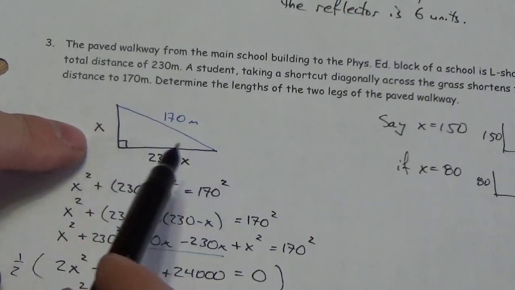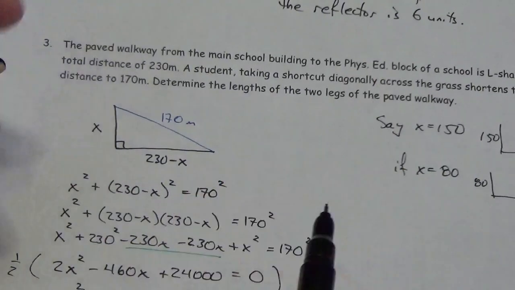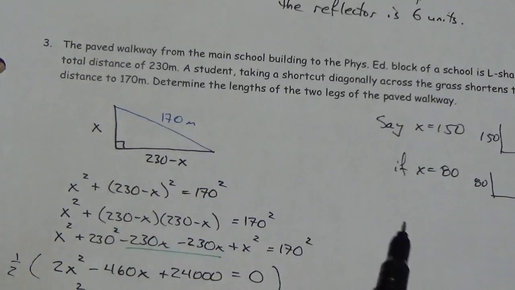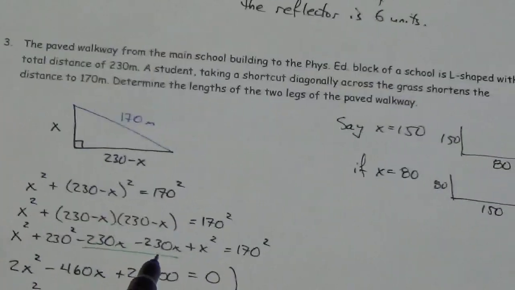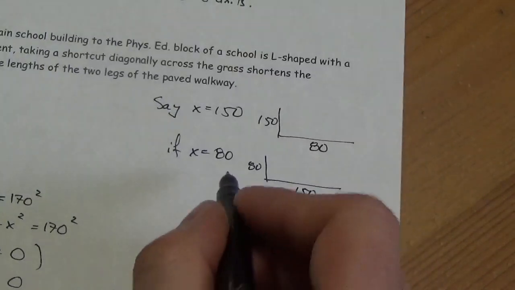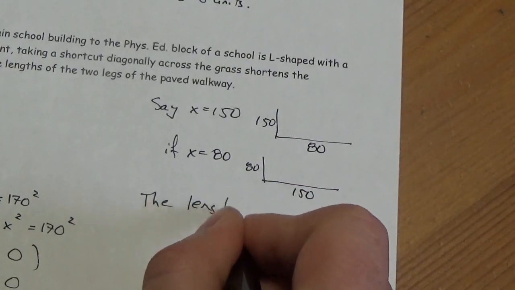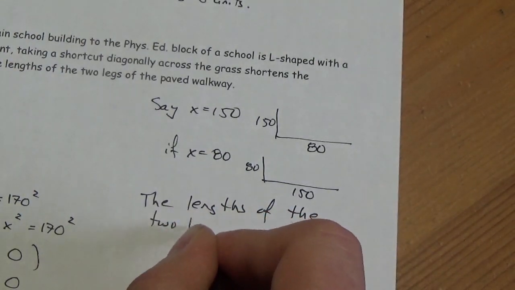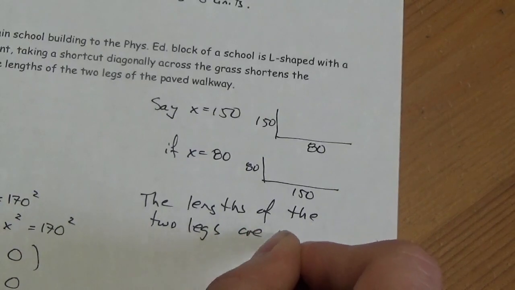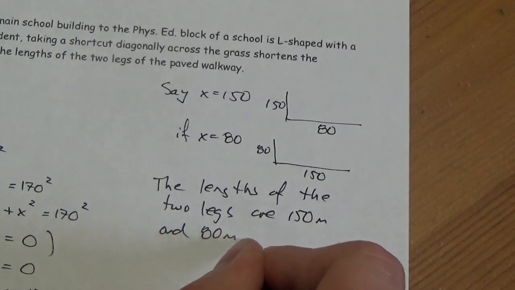Now, granted, the way I drew it made it clear that I thought x was going to be the smaller one, but the algebra didn't know the difference, so it didn't know whether this was supposed to be the large side or the small side. So what we know here is the lengths of the 2 legs are 150 meters and 80 meters.